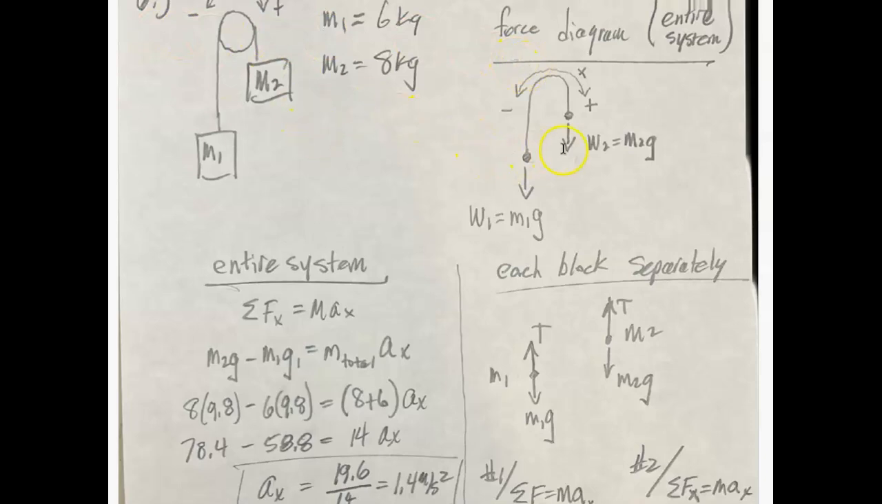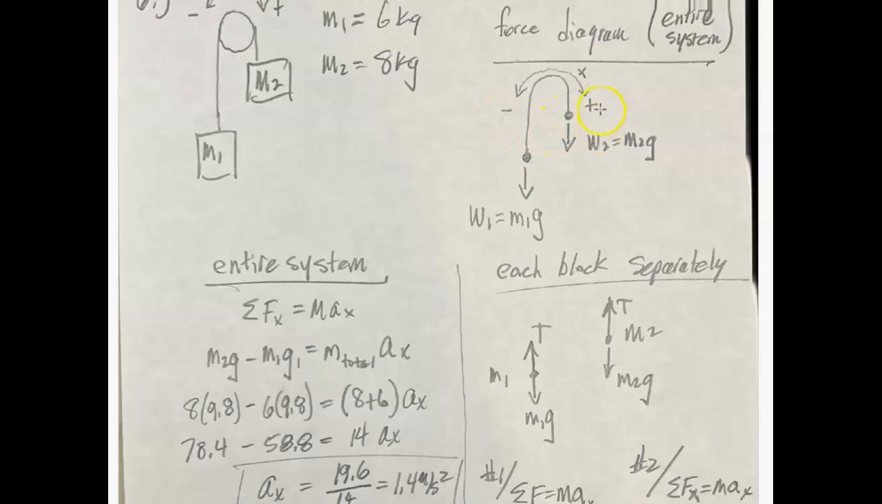Okay, so here's the force diagram. The weight of mass number 2 on the right is pulling down, and the weight of mass number 1 on the left is pulling down. Since the mass of number 2 is greater than the mass of number 1, we know that it will rotate clockwise. M2 will fall and M1 will rise. So I've chosen the positive direction to be the direction of motion.